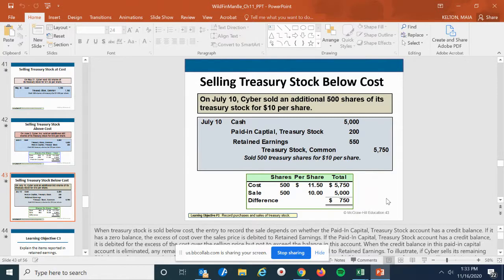So the difference between $10 and the $11.50, that difference of $1.50, will be reducing stockholders' equity. And that's the reason why the difference will go into the paid-in capital treasury stock with a debit. The company will still get cash for the shares. However, this will be a reduction to stockholders' equity to account for the fact that they are selling treasury stock at less than what they paid for.